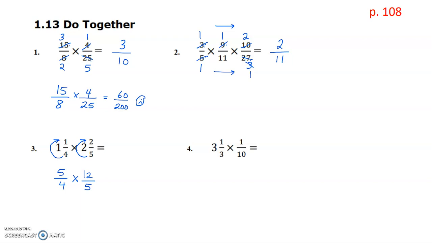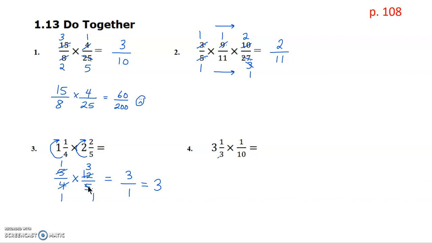Now we look to cross reduce. I have a 5 and a 5. Beautiful. I can divide them both by 5, getting them both down to 1. And 4 and 12 are both divisible by 4, so divide by 4, and 12 divided by 4 is 3. Multiply your numerators. 1 times 3 is 3, and denominator 1 times 1 is 1. And we want to express this in simplified form, so 3 over 1 is the same thing as just 3.